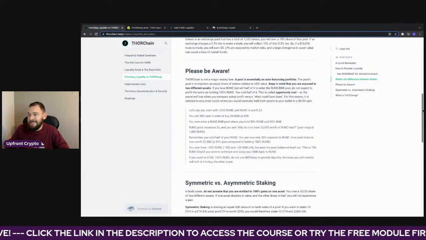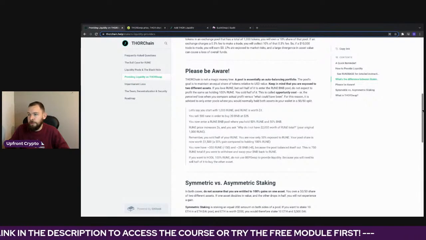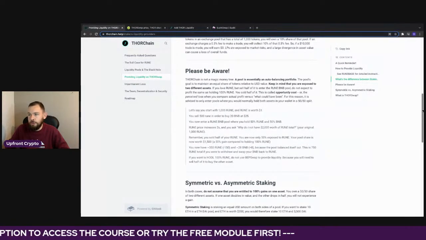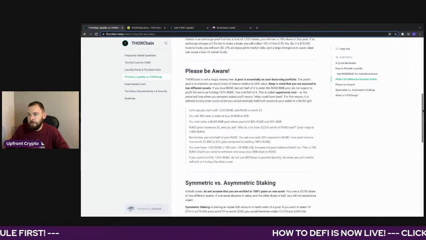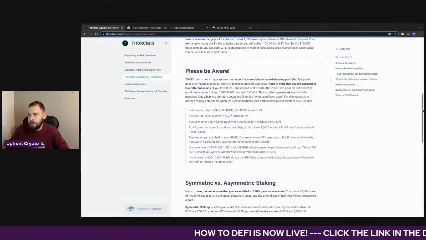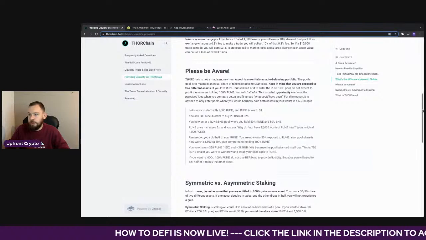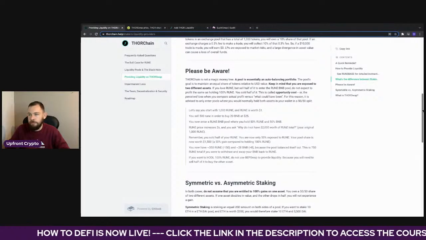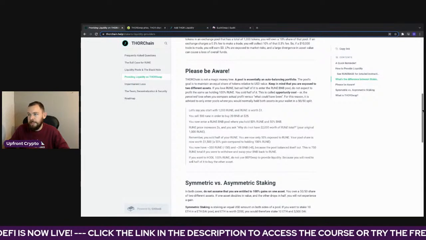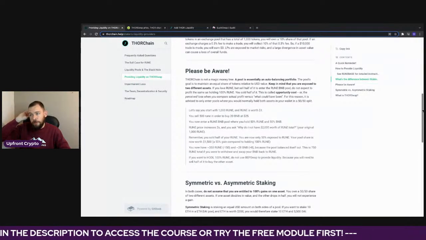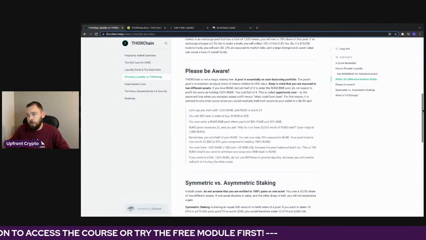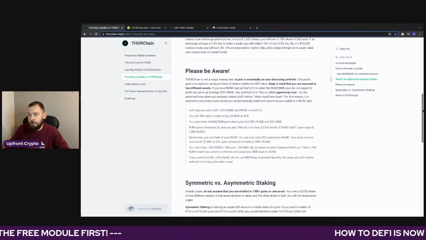A pool is essentially an auto-balancing portfolio. The pool's goal is to maintain an equal share of tokens relative to USD value. Keep in mind that you're exposed to two different assets. If you love RUNE, THORChain, but sell half of it to enter the RUNE BNB pool, do not expect to profit the same as holding 100% RUNE. You sold half of it. This is called opportunity cost, or the perceived loss when you compare actual profit versus what could have been. For this reason, it is only advised to enter pools where you would normally hold both assets in your wallet in a 50-50 split.